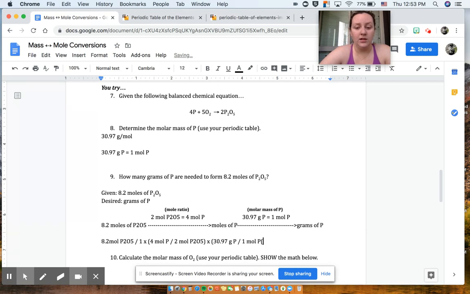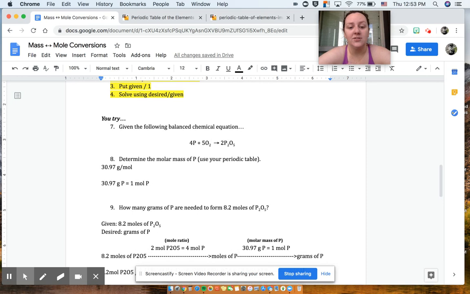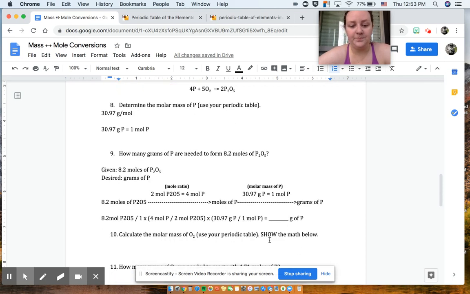All you have to do from there is plug it into your calculator and solve. I'm not going to solve the whole thing for you, but you would just do 8.2 divided by 1 times 4 divided by 2 times 30.97 divided by 1. And you should be able to figure out how many grams of phosphorus you would need and answer your question ultimately: how many grams of phosphorus are needed to form 8.2 moles of P2O5? You'll be able to figure that out.